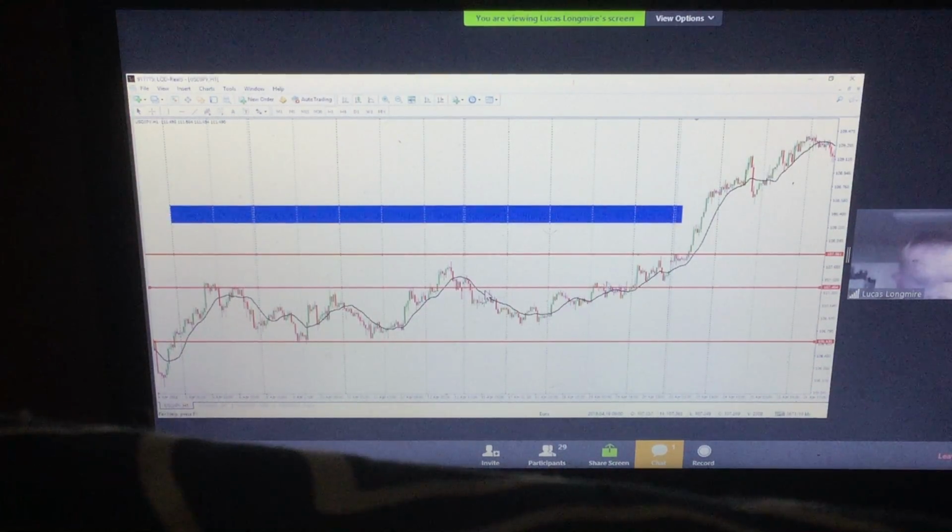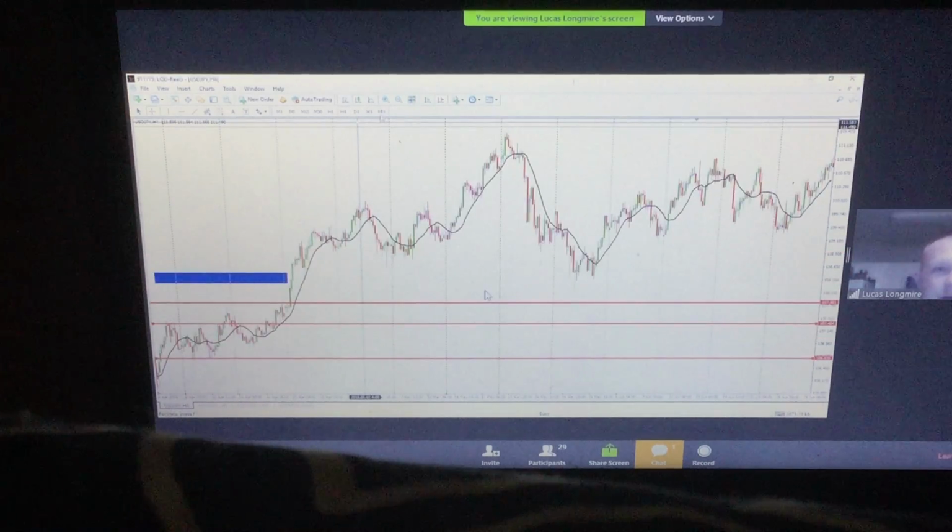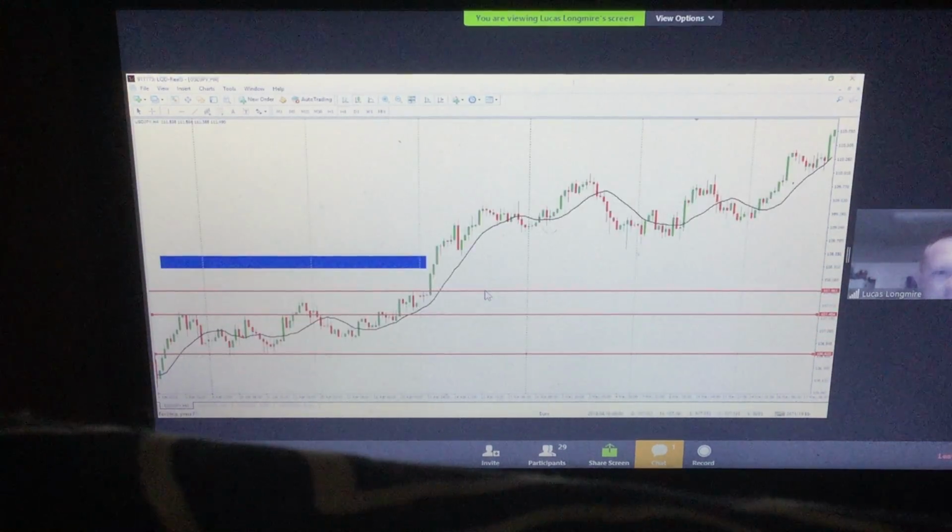When would you enter on that last example? When would I enter? When I had the confluence of the doji or the double bottom. So like right here, I would have entered here on the double bottom, because you're catching that leg. On the 4 hour, let me zoom in.